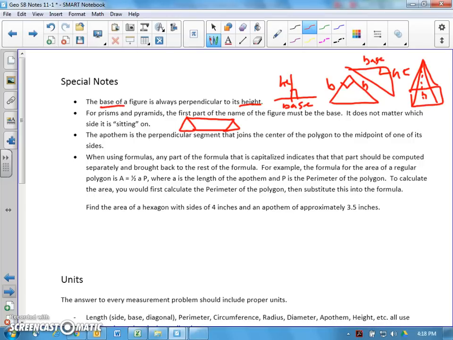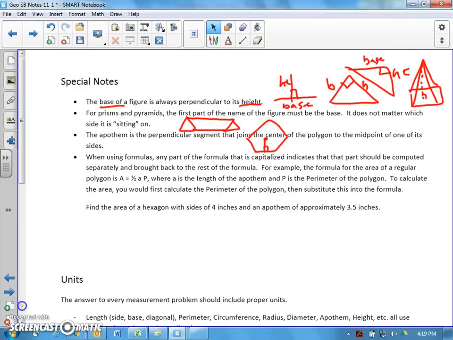The next one deals with our regular polygons. The apothem is the perpendicular segment that joins the center of the polygon to the midpoint of one of its sides. So let's say I have a pentagon. My apothem is going to go like this. When you're using formulas, sometimes you'll see part of the formula that's capitalized. This is why I emphasized capitalizing the B earlier. The capitalized part needs to be done first and separately. Once you've computed the capitalized part, you can bring it back to the rest of the formula and finish your calculations. If you do this in this manner, formulas are really easy to use.